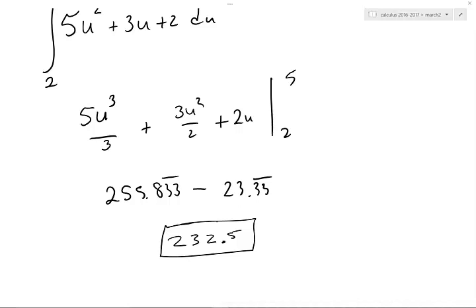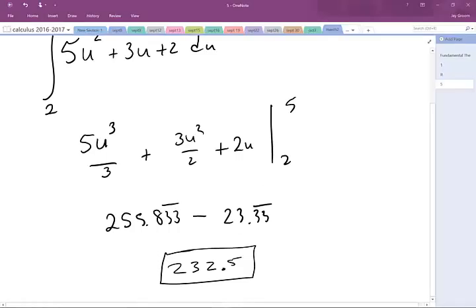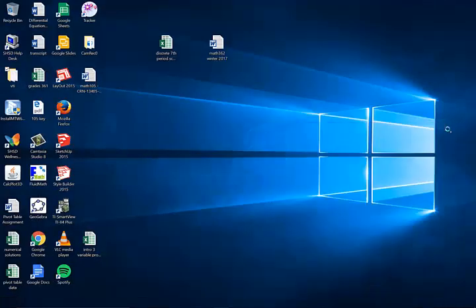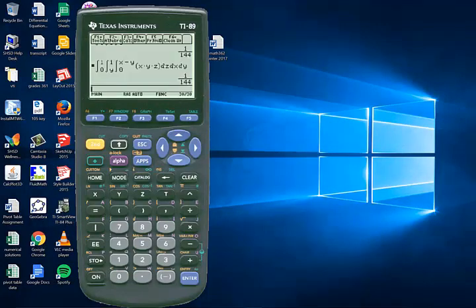Did that make sense? Now, if I had a TI-89, if by God I had paid for a TI-89, then one of my favorite, coolest features of the TI-89 is this. And what was the function again? 5x squared. Is that right? Divided by... No, x cubed. X cubed divided by 3 plus 3x squared divided by 2 plus 2x. Yes? The such that button right here. Such that. Hit the old such that button.